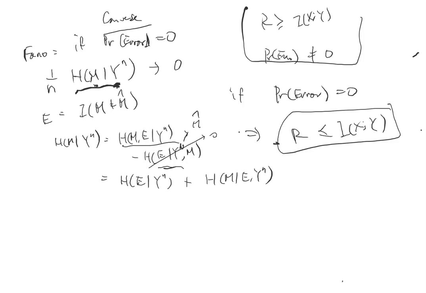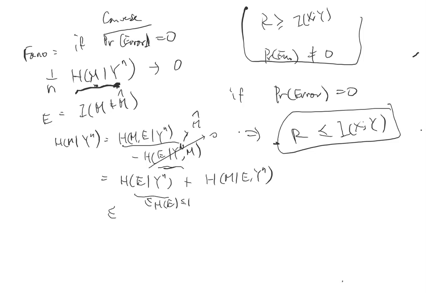And then this will be less than or equal to 1, right? Because this is just binary. This is less than H(E), because conditioning reduces entropy. E is just binary. It's either 0 or 1, right? Either true or false. So therefore, this is less than or equal to 1.